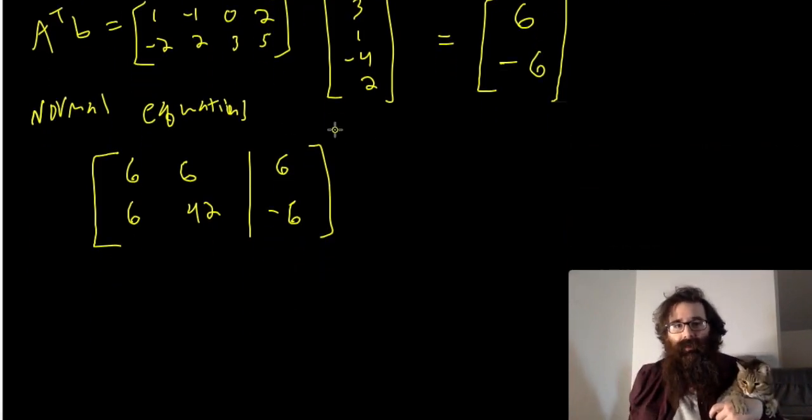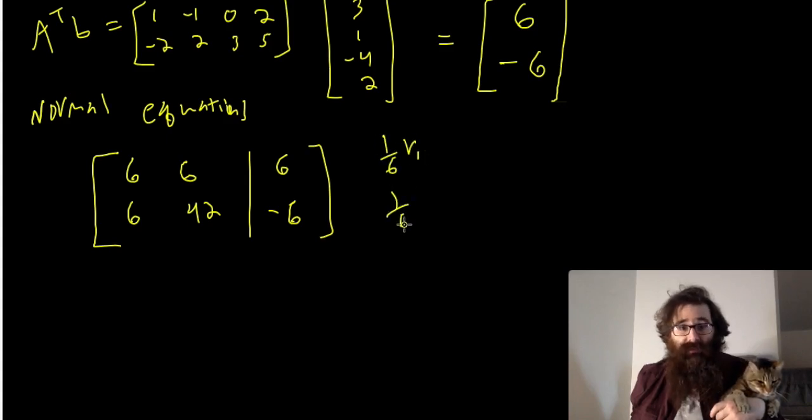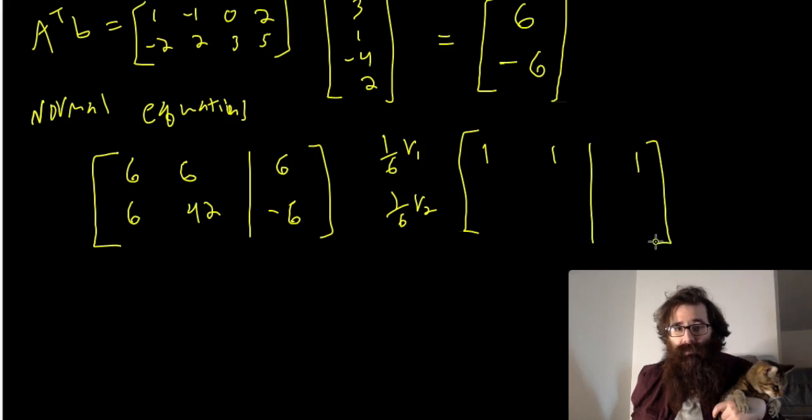Now I'm going to scale the rows, of course. I'm going to do 1/6 row 1, and I'm going to do 1/6 row 2. So row 1, if I divide everything by 6, is going to give me 1, 1 augmented with 1. Row 2, if I divide everything by 6, is going to give me 1, 7 augmented with -1.